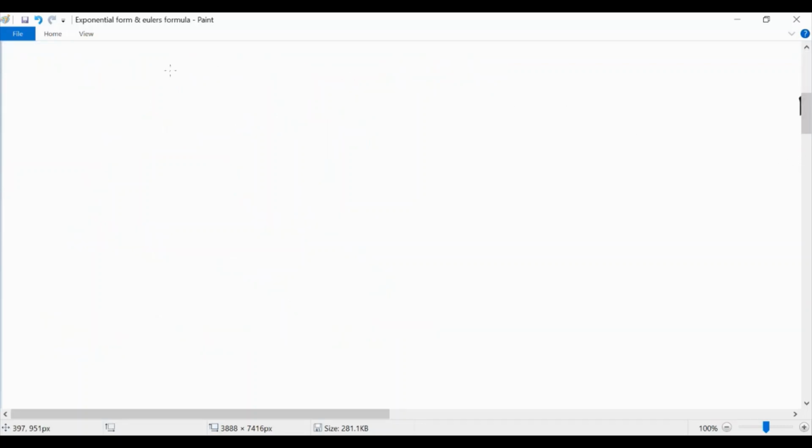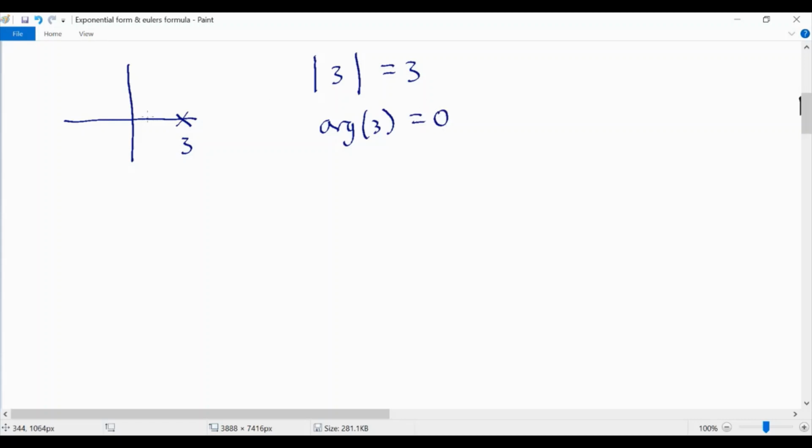Let's start off by looking at, for instance, the real number 3. If we wanted to write the real number 3 in exponential form, the modulus of 3 is just going to be 3, and the argument of 3 is going to be 0, because it's on the positive real axis, so it's making an angle of 0 with the positive real axis. That means we would write 3 as 3 lots of e to the power of 0i, because the argument is 0 and the modulus is 3.